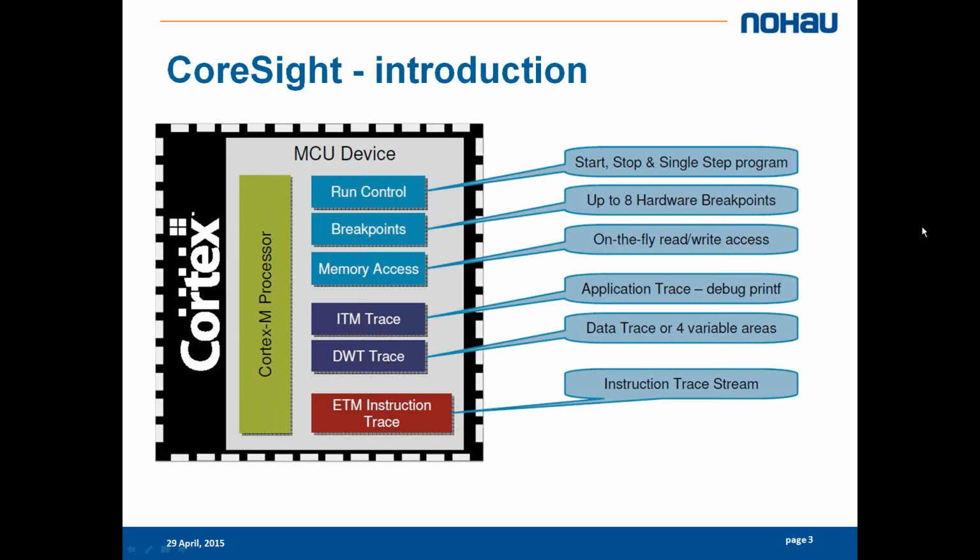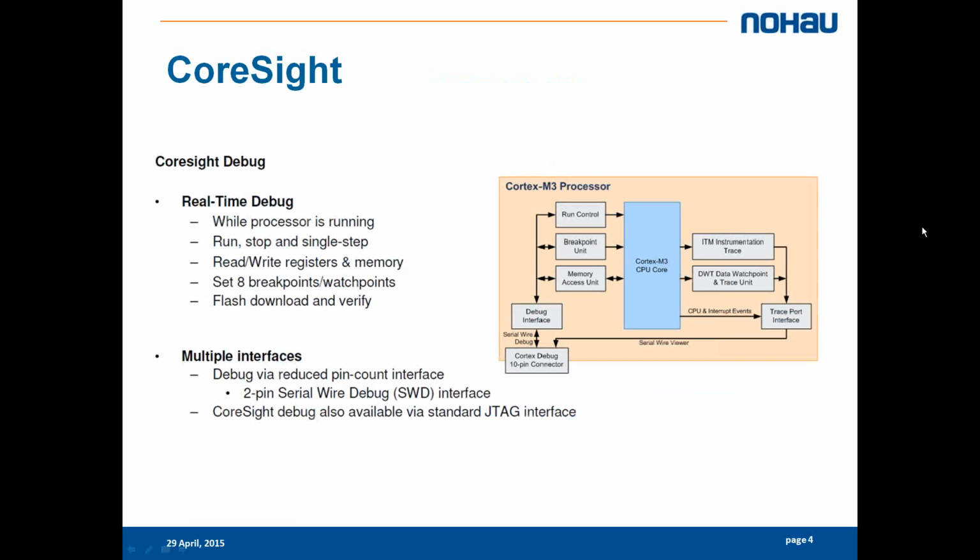So let's start to talk about CoreSight. CoreSight is basically the building blocks that you have within your MCU device. This is the one that concerns debug and trace. So let's start with just debug. Usually when you have debug, you have a standard JTAG connector, which is a 20-pin connector, or you have the slightly newer one called Cortex Debug connector. The newer one, Cortex Debug connector, usually uses the 2-pin serial wire debug.